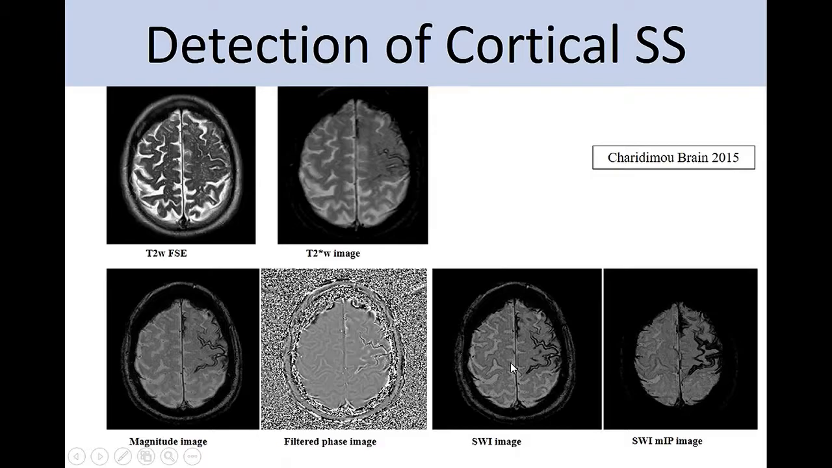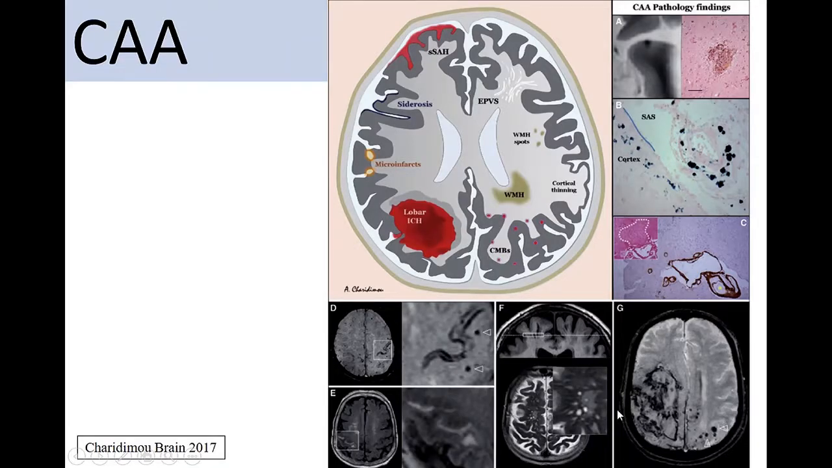The detection, of course, is difficult with T2, especially as most of us are using fast spin echo, which is not very sensitive to susceptibility changes. And it's so easy and straightforward to see with the T2 star images, and more so with the SWI images, where you can see the extent of it much better.